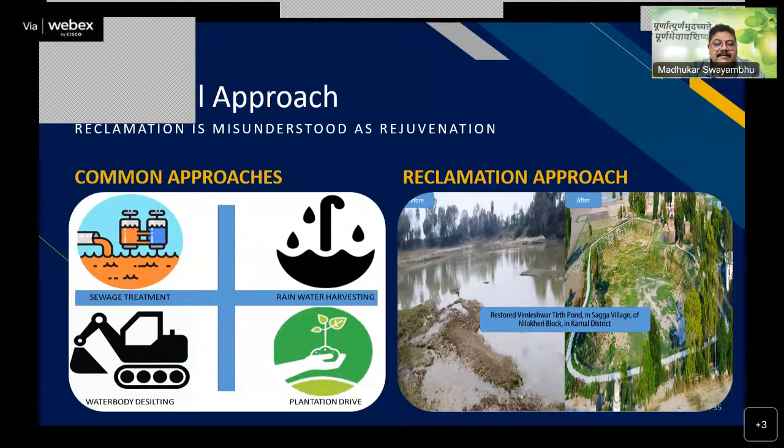Coming on to the plantation drive, we usually say that for conservation of water, we need to plant trees. But we never plant trees. We only plant saplings, and saplings need lots and lots of water to become trees. So the saplings that we are planting are actually consumers of water. They're not producers of water. So there again, our approach is wrong, right?